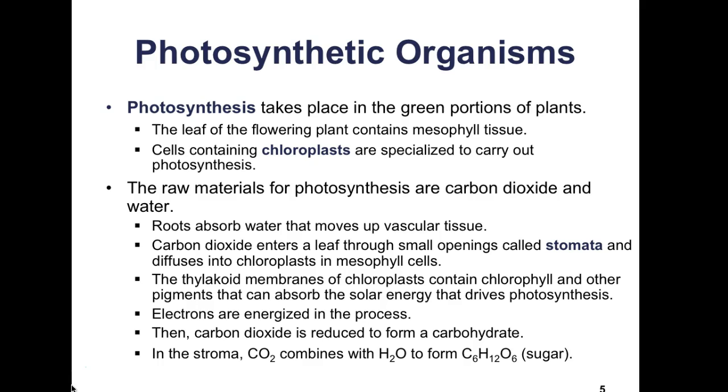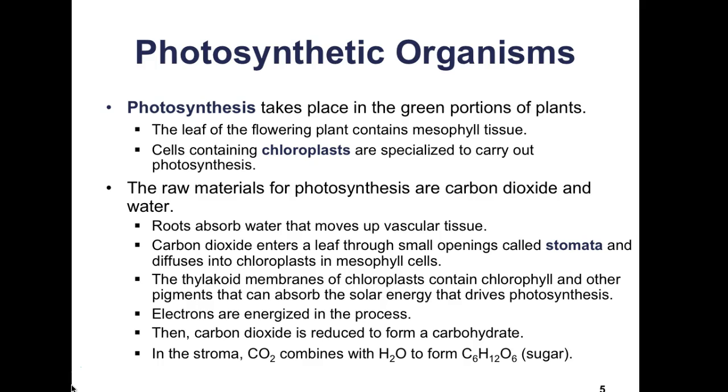So photosynthetic organisms, photosynthesis takes place in the green portion of plants. This would be the part of the plant where the chloroplasts are found. And if you recall, the chloroplasts are those specialized organelles that are going to be carrying out photosynthesis. Usually you have an abundance of chloroplasts in a tissue called the mesophyll tissue. We'll look at this a little bit later. But the mesophyll tissue is where chloroplasts are found, and there's typically a greater abundance of chloroplasts in the palisade mesophyll.